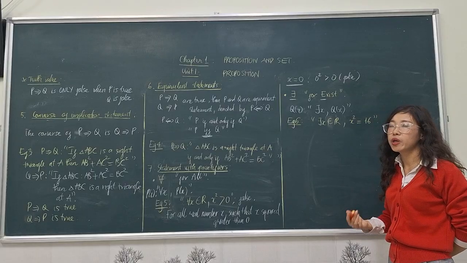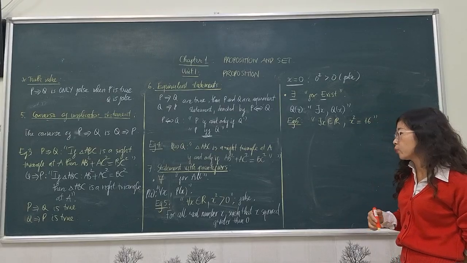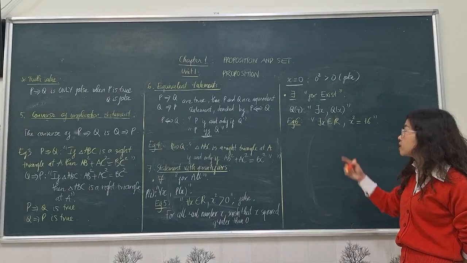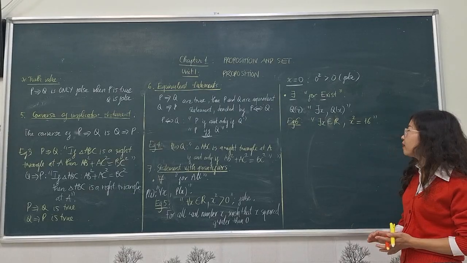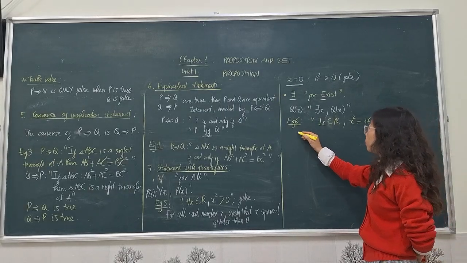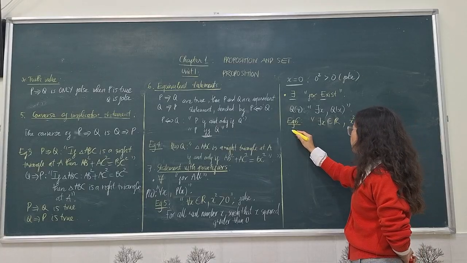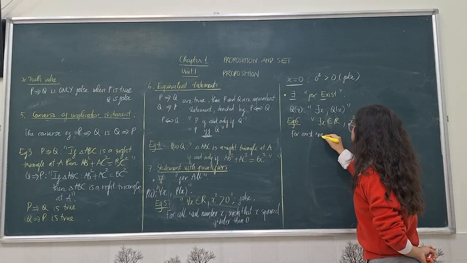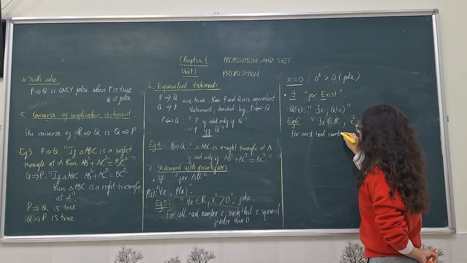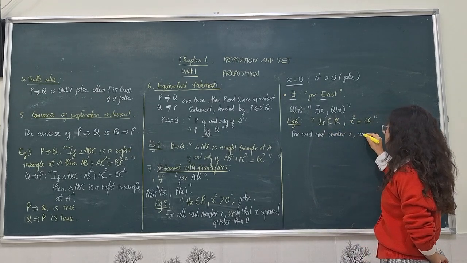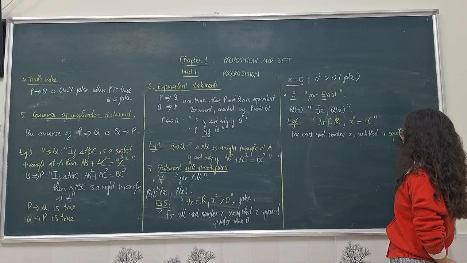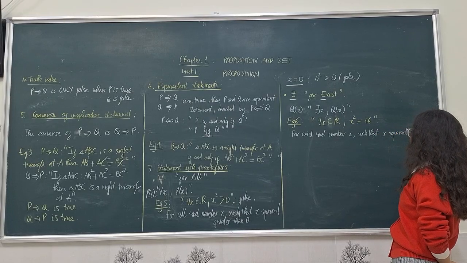How do we read this in English, and can you determine the truth value of this statement? Yes, we can rewrite: there exists a real number x such that x squared equals 16.